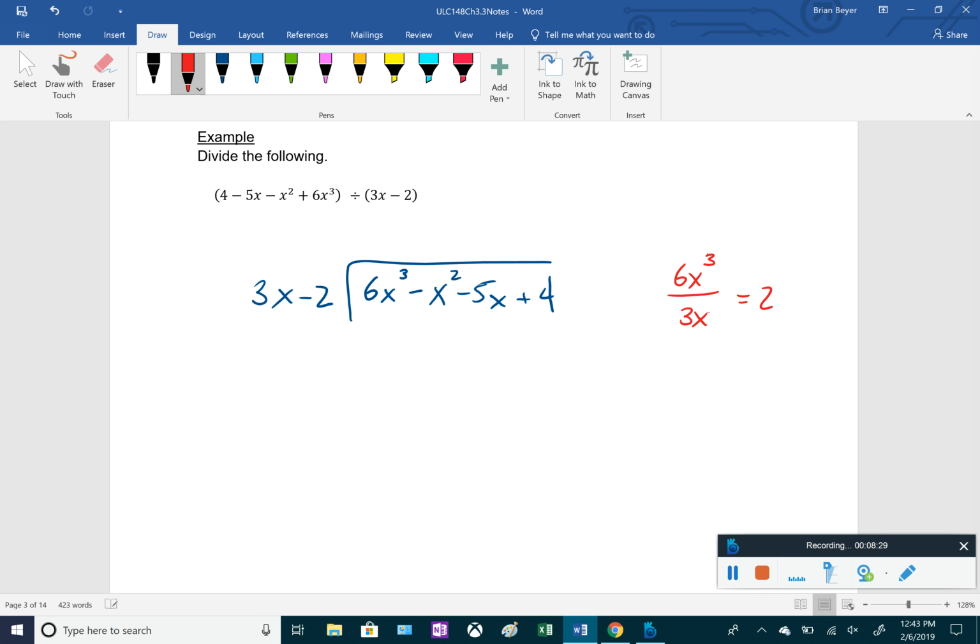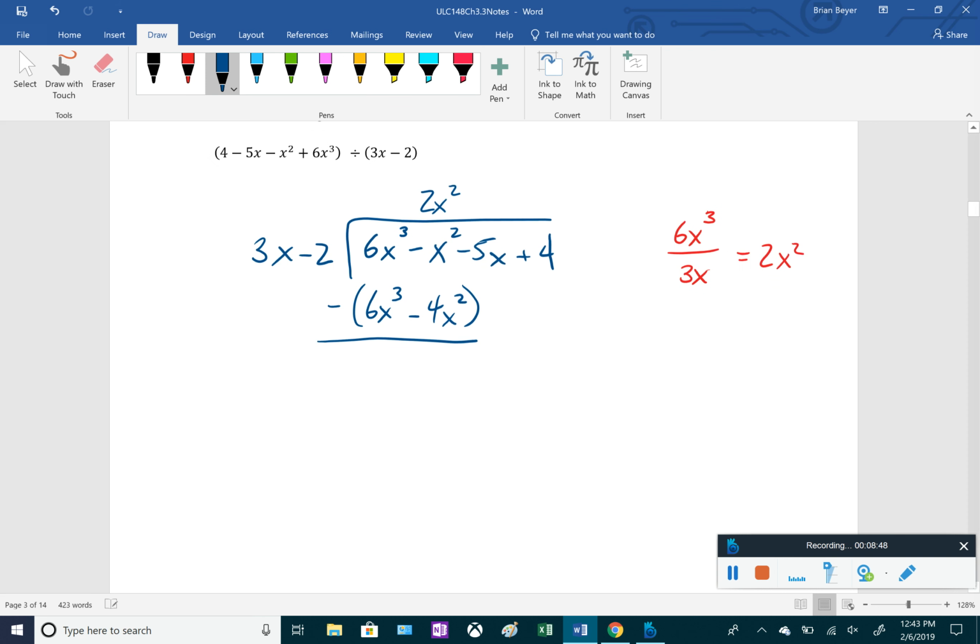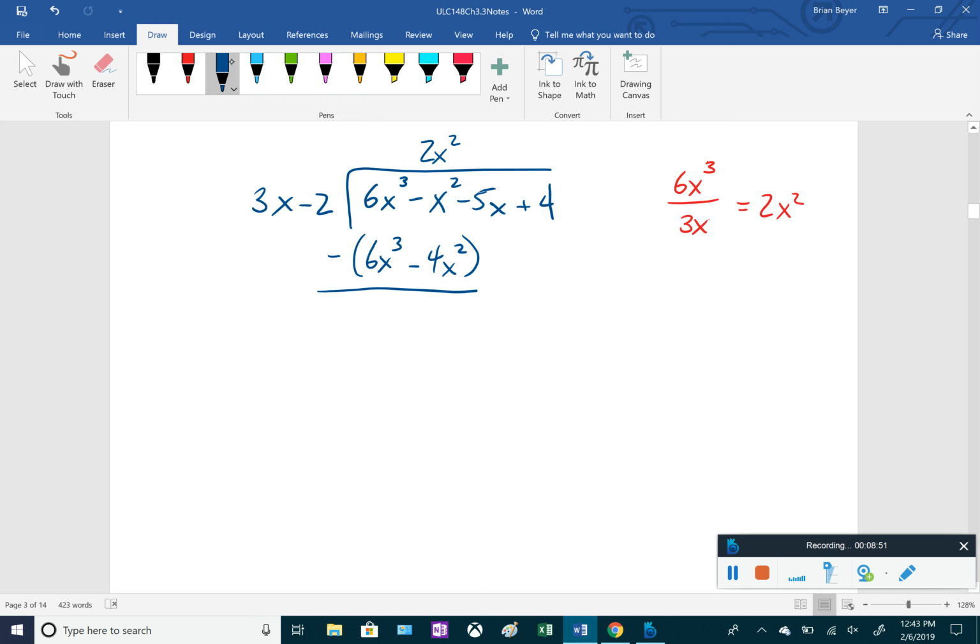6 divided by 3 is 2. X cubed divided by x is x squared. So I'm going to put that over this x squared, so 2x squared. And then we're going to multiply 2x squared by 3x minus 2. We get 6x cubed minus 4x squared. Okay, and then we're going to subtract these. So it's going to be negative x squared minus negative 4x squared. That's negative x squared plus 4x squared, which is 3x squared. So the x cubed terms canceled off, as they always will. We're going to bring down these other ones. And then we're just going to do it all again.